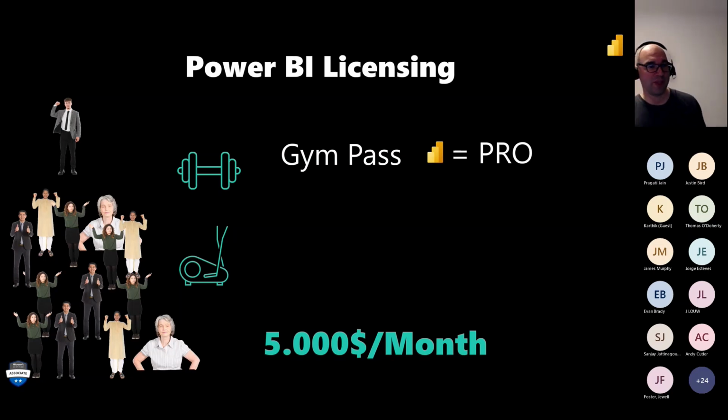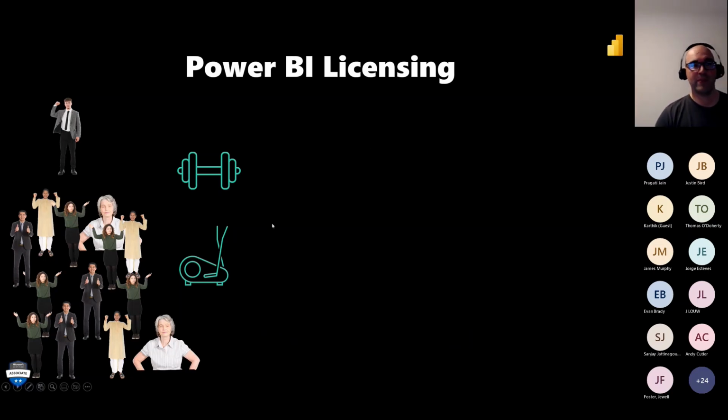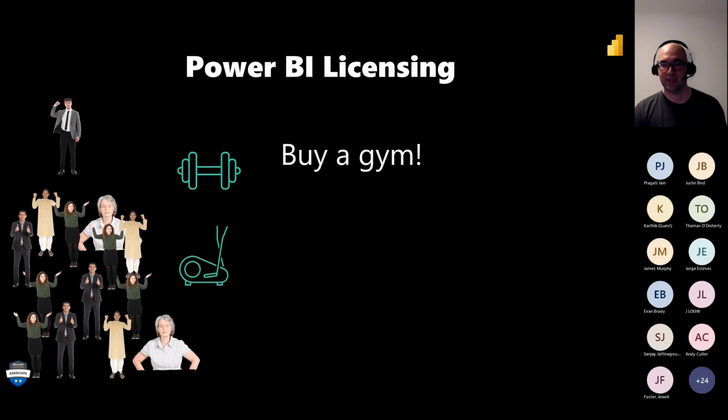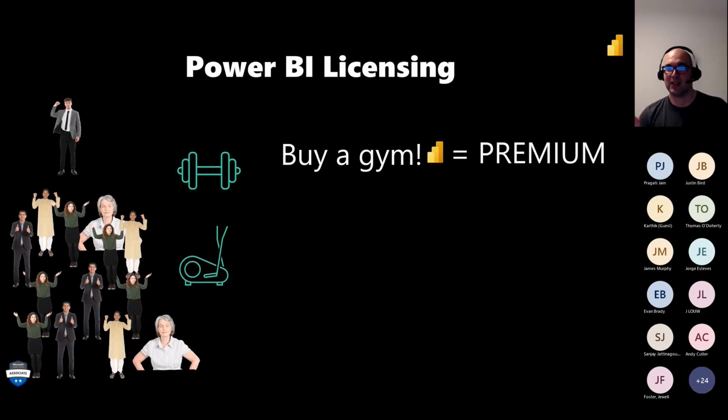So what can the company do? The company may decide to buy a gym. So yes, they can buy the whole gym just for you. And you know what? If there are an additional 500 colleagues that want to go to the gym, feel free. There you go. We have our own gym with all the latest and greatest devices, machines, coffee machine, and so on. And that's a premium capacity-based license.